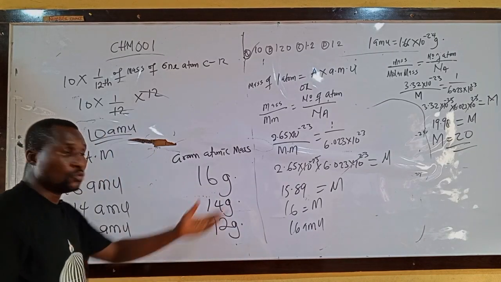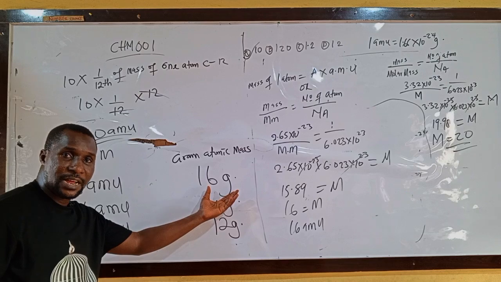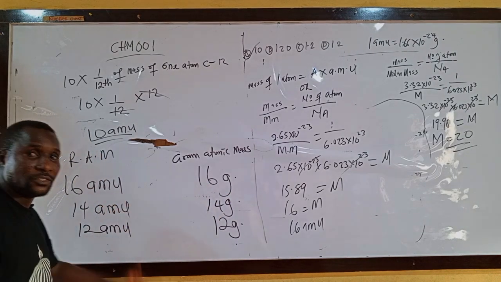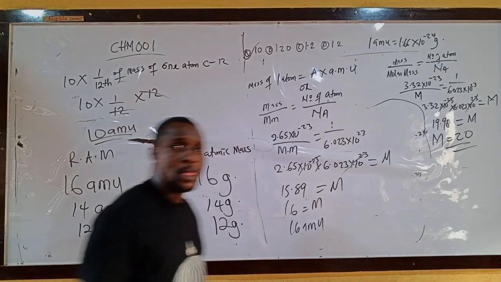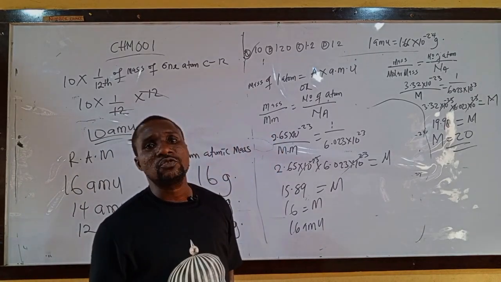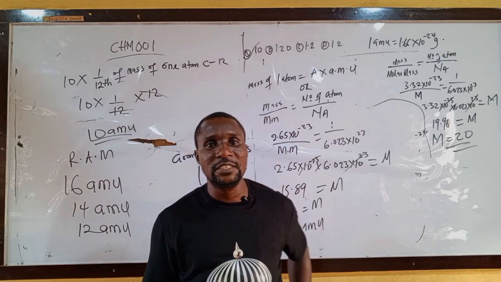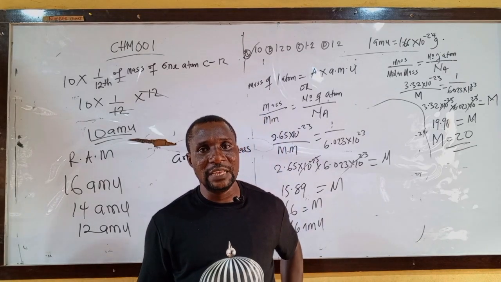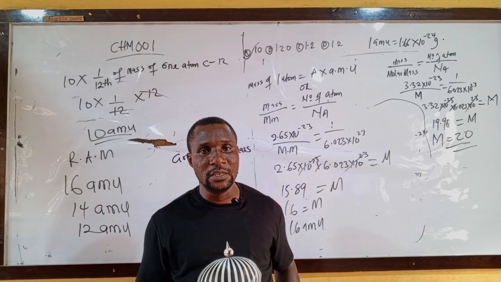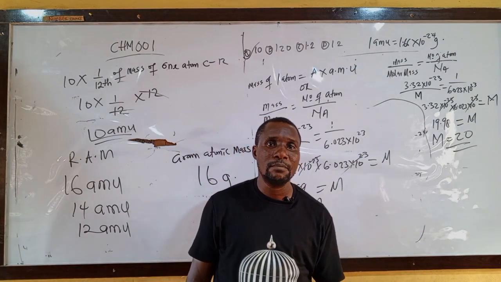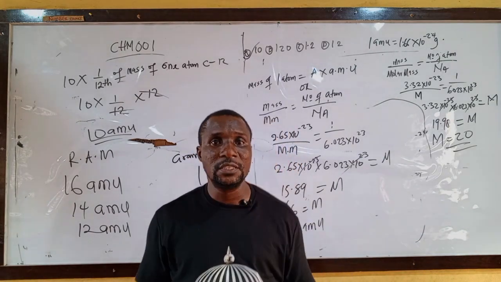That is just the difference. Gram atomic mass has the unit gram, while relative atomic mass is given in atomic mass unit. In the next video, we shall look at how to determine relative atomic mass of isotopes from relative abundance.